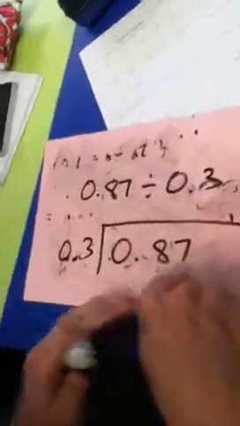Equation written something like this: 0.87 divided by 0.3, and it's turned into, if I flip it over, flip.